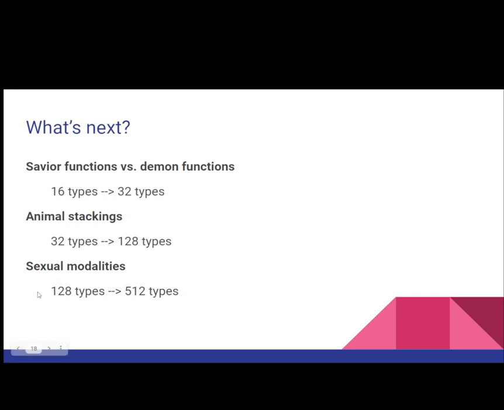And then finally, there's sexual modalities. Functions can have, I guess, like a sexual charge to them, like a masculine version and a feminine version. The masculine version is more punchy, solid, shovey, and the feminine function is going to be more flowy and flexible. And that's going to lead to 512 types, because even if people are the same regarding their savior functions and the same regarding their animal stacking, they might have different masculine and feminine functions. Yeah, so that's where I'm going to be headed.